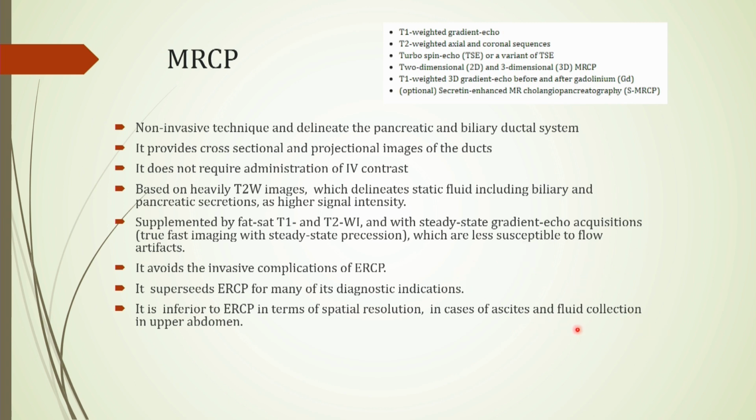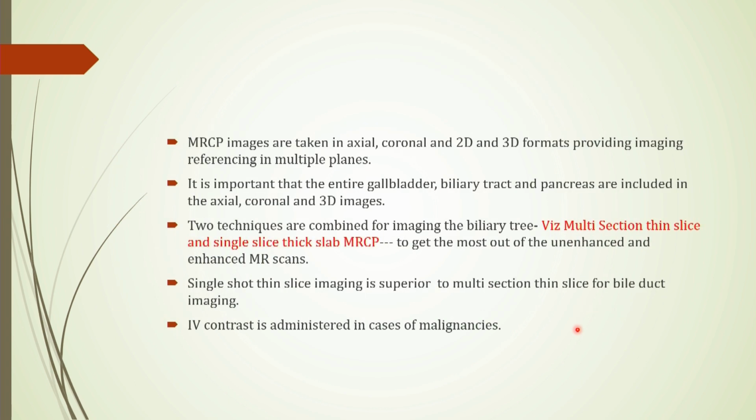It avoids the invasive complications of ERCP and supersedes ERCP for many of its diagnostic indications. It is inferior to ERCP in terms of spatial resolution and in cases of ascites and fluid collection in the upper abdomen. Images are usually taken in axial and coronal, 2D and 3D formats and provide accurate imaging of the entire liver, biliary tree, gallbladder, and pancreatic ducts. Two techniques are usually combined: multi-section thin slice and single slice thick slab MRCP images.